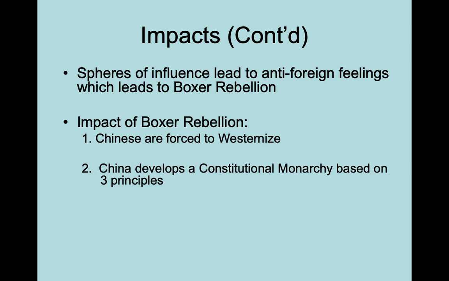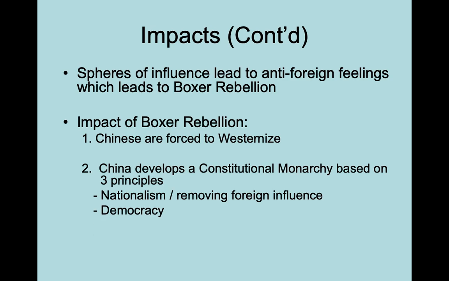China would eventually develop a constitutional monarchy similar to what many European countries had, getting rid of their emperor, which had been the traditional leader of China for thousands of years. And this new government would be based on three principles. It would be based on Chinese nationalism and trying to remove foreign influence from their country. It would be based on democracy. And it would be based on economic security for all Chinese.